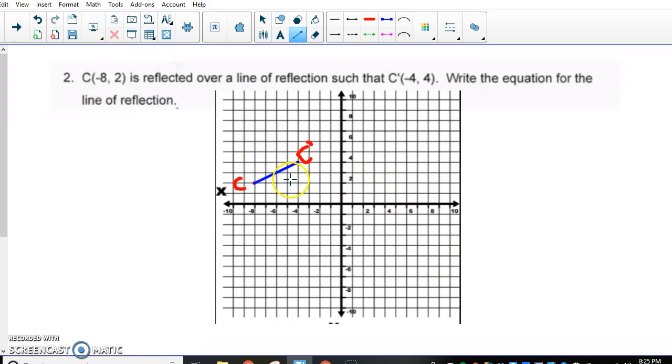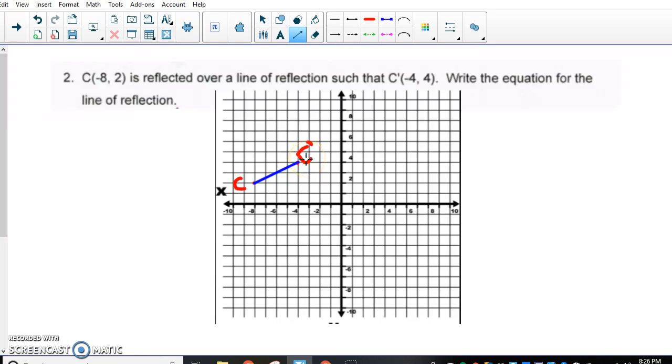So this is where that definition comes in that I had you guys write in class, and if you didn't write in class, you needed to write for homework tonight. So the line of reflection is always going to be the perpendicular bisector of any segment connecting corresponding pre-image and image points. So C and C prime are corresponding pre-image and image points.